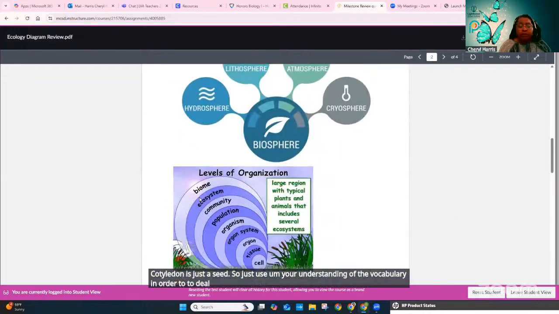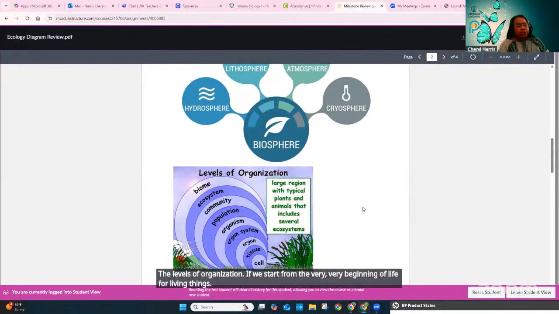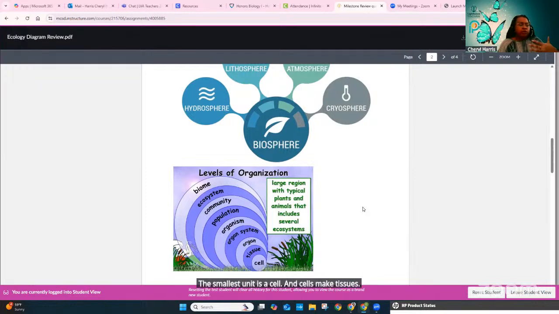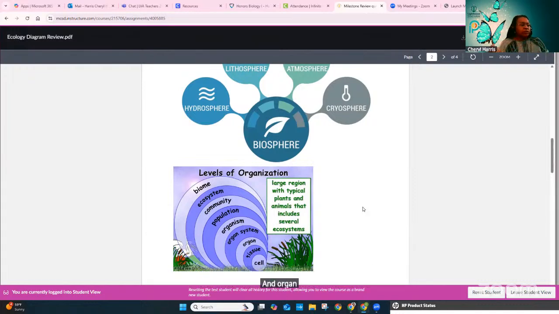All right, let me show you the bottom picture before we talk about the top one. The levels of organization. If we start from the very, very beginning of life for living things, the smallest unit is a cell, and cells make tissues, and a group of tissues make an organ, and a group of organs work together to make organ systems, and organ systems will make a whole organism.